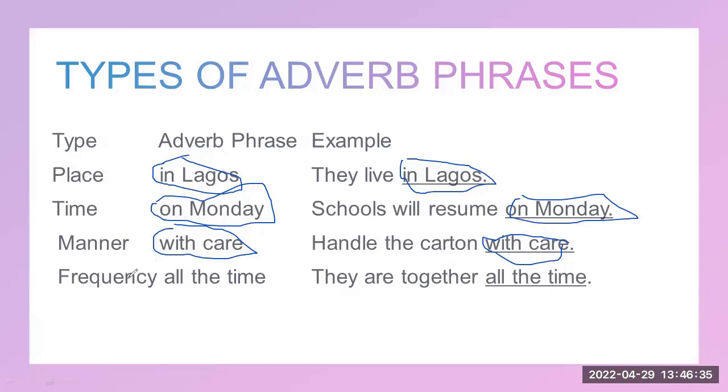Now, the next type of adverb phrase is adverb phrase of frequency. For example, all the time. An adverb phrase of frequency tells us how often or how many times or how frequently something happens. And so, if you say, for example, they are together all the time, that is an adverb phrase of frequency because it tells us how often they are together. They are together all the time, all right?